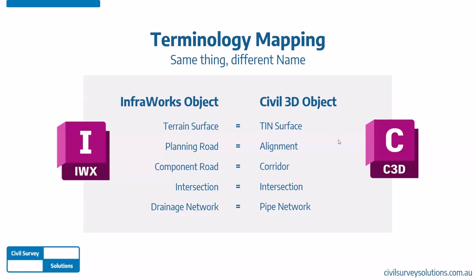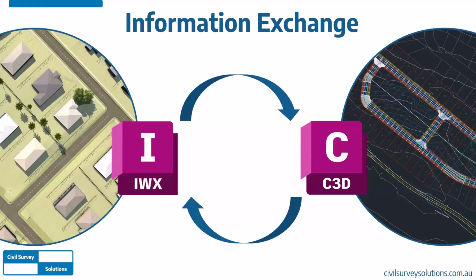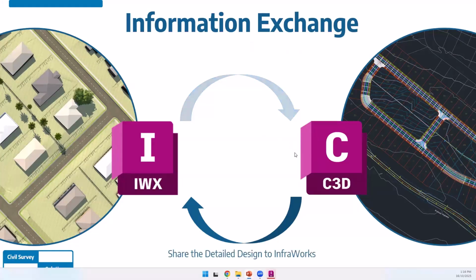Right, so let's see what our next slide is. Back to our cyclical exchange between the two. We've done the first way from Infraworks to Civil 3D. Now let's have a look at the other way. So I've got my detailed design. Let's bring that into Infraworks.